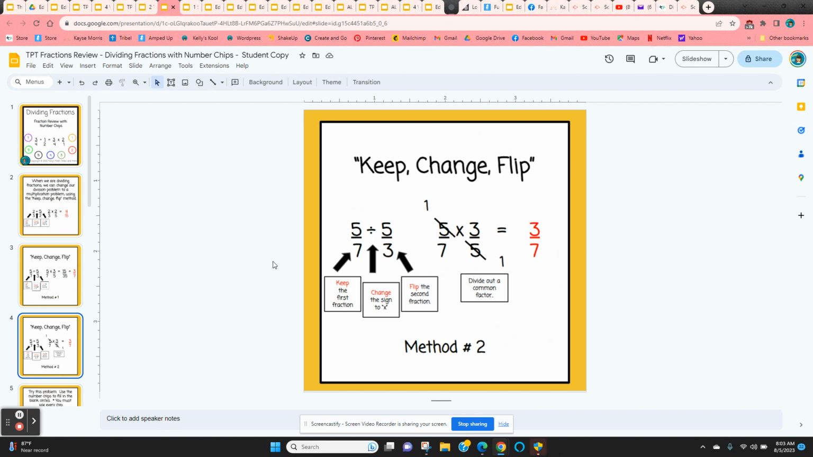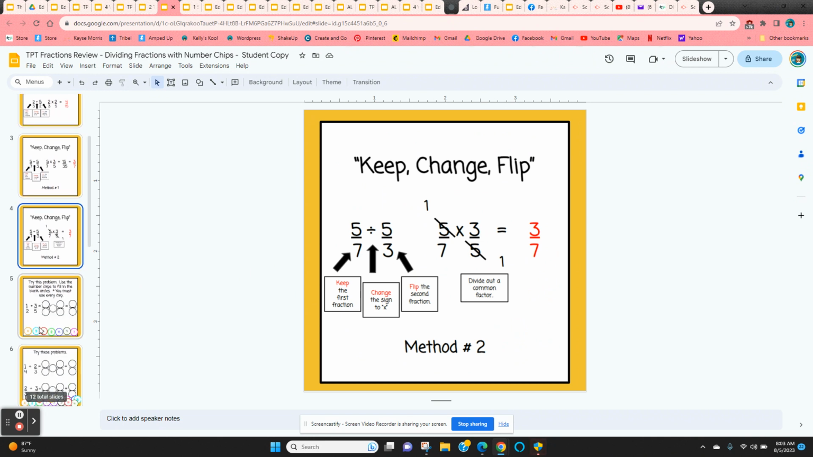Slide 4 shows that same problem, and this time we are dividing out common factors from the numerator and the denominator. So I can divide out a 5 before I multiply. Divide a 5 out of the numerator, divide a 5 out of the denominator, and I get 1 times 3 and then 7 times 1. So that keeps you from having large numbers that you have to simplify. So the two methods on slide 3 and slide 4.